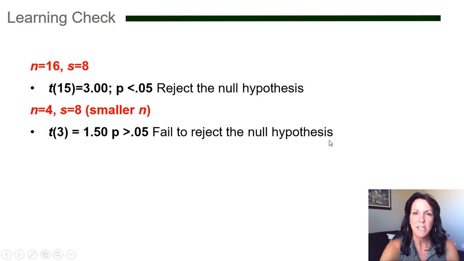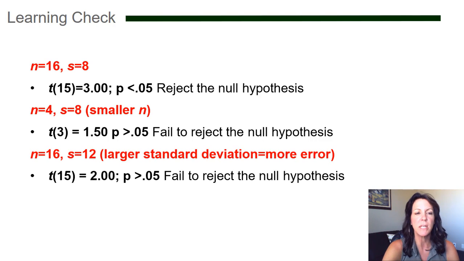All right, in the next example, though, we went from an n of 16 to an n of 4. That was the only thing that we changed. But when we did that, our calculated t was no longer more extreme than the critical t. And in this case, we failed to reject the null hypothesis. In other words, we uphold the null hypothesis. We say that there really is no difference between the mean of our group and the mean of the population.